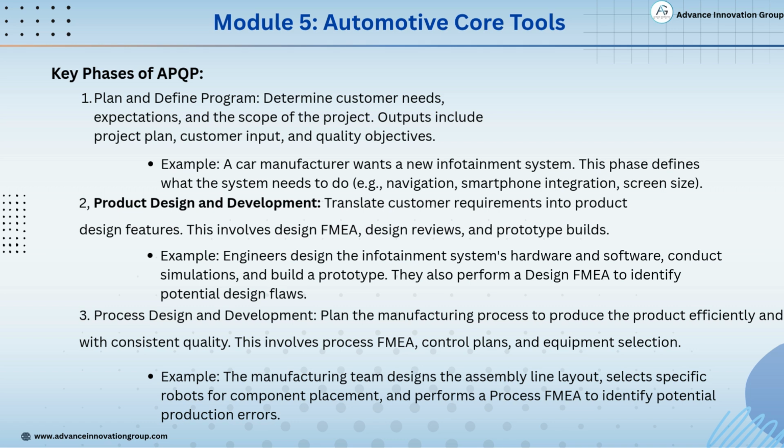3. Process design and development. Now we plan the manufacturing process to ensure quality production. We use process FMEA, control plans, and choose the right equipment. Example, the team sets up the assembly line and uses robots while checking for process risks.